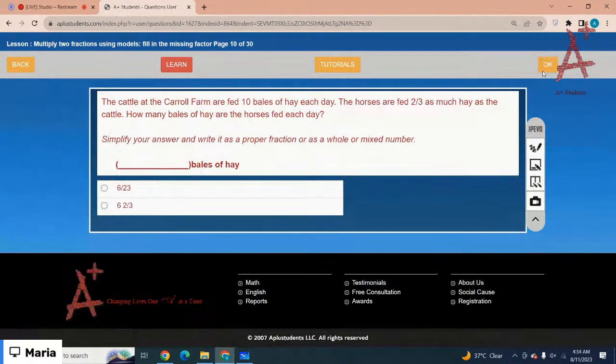The cattle at the cattle farm are fed 10 bales of hay every day. The horses are fed 2/3 as much hay as the cattle. So you have to calculate 2/3 of 10. So which is the correct option? It is very good. It is 6 whole 2 over 3.